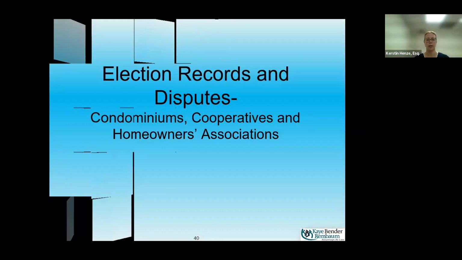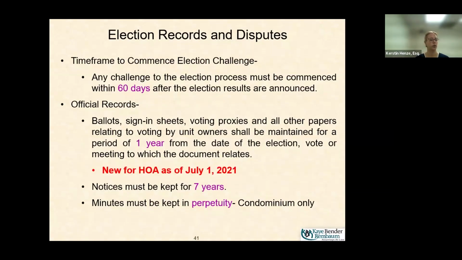Okay, election records and disputes. Any challenge to the election process must be commenced within 60 days of the election results. So you do have a small window within which to legally challenge an election. The official records: anything having to do with your election, your ballots, your sign-in sheets, your proxies, your inner or outer envelopes, your notices of meetings, notices of intent to run, information sheets, anything having to do with your election, you have to keep as part of your official records for 1 year from the date of the election.